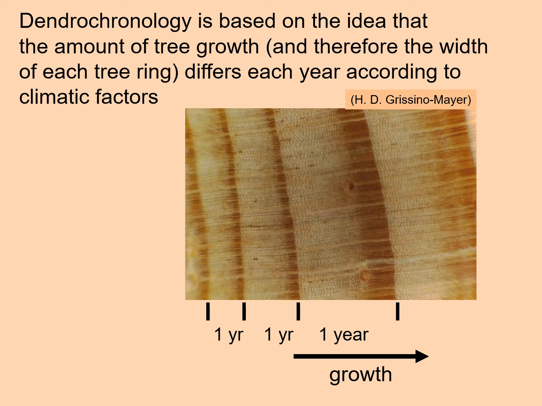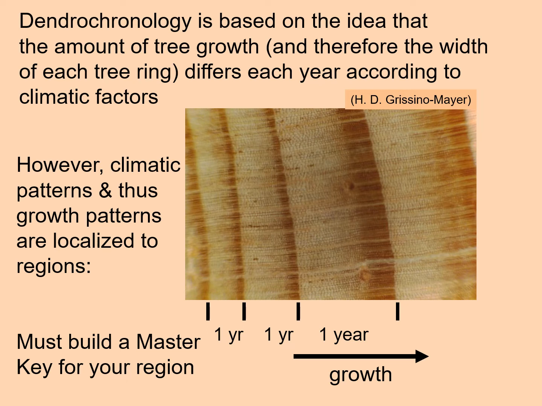Dendrochronology is based on the idea that the amount of tree growth, and therefore the width of each ring, differs each year according to climatic factors. So as you can see, you might have a year where the tree doesn't grow very much, and a year where the tree grew very well. However, as you know, climatic patterns, and thus the growth patterns, should be localized to different regions. So the weather in South Carolina is not the same as the weather in Arizona, or the weather up in the northwest coast. So to use dendrochronology, you must build a master key for your region.